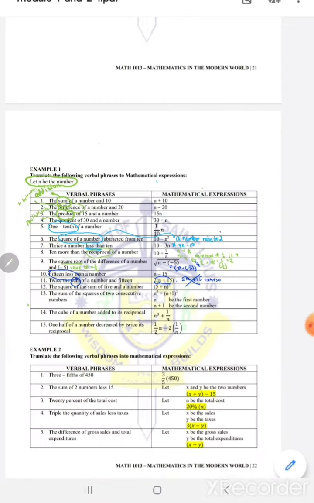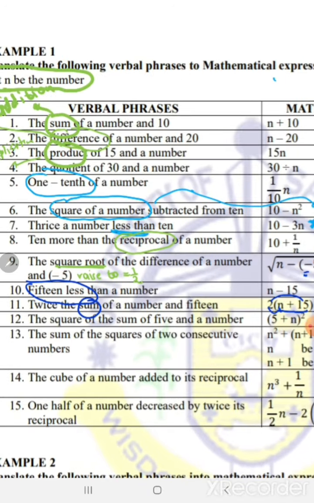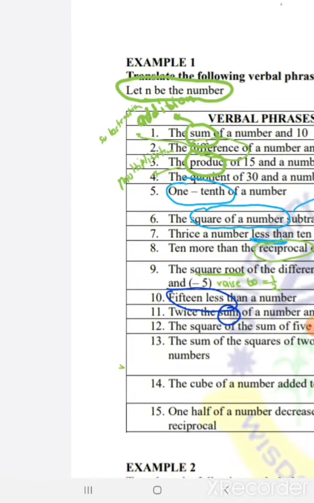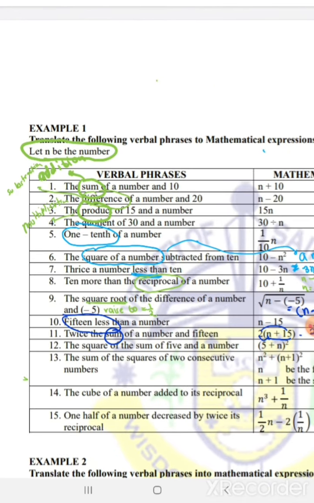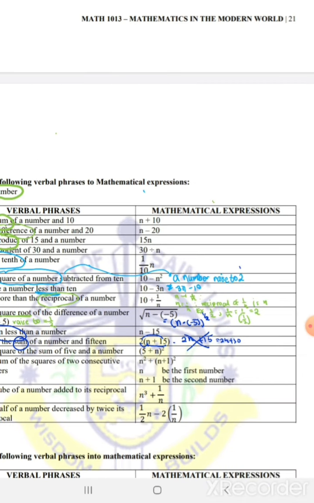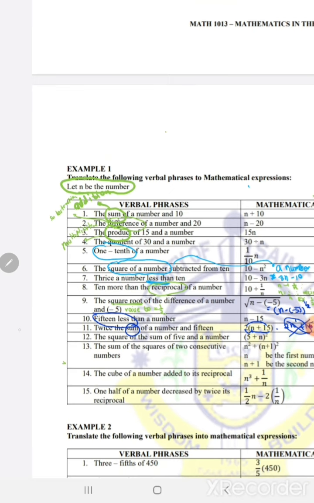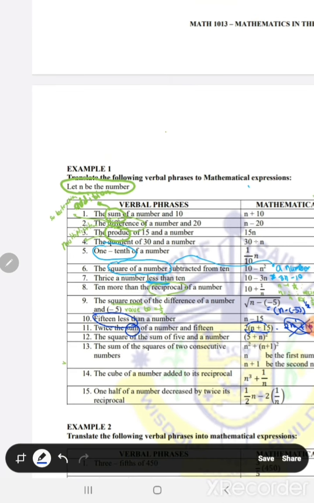If the expression is twice a number plus 15, we can get an expression equal to this one. Okay? If the question is twice a number plus 15. Okay? Next is the square of the sum of 5 and a number. Okay?